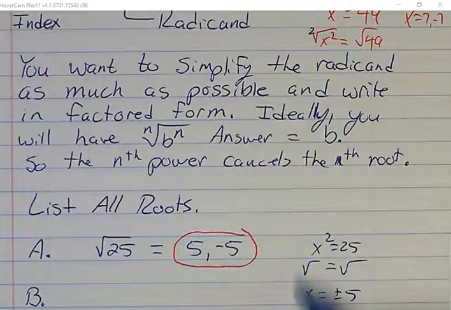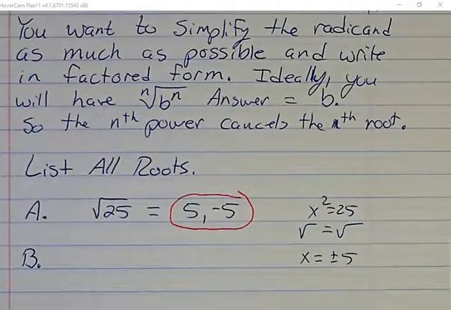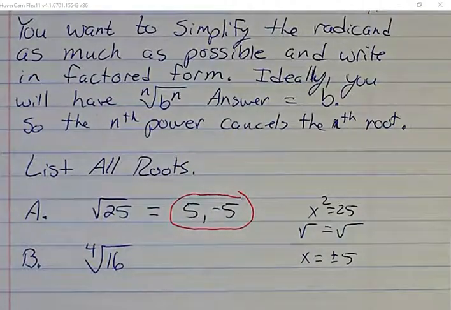And again, they're basically going back to the solving equations when we had it set up for that thing. So that's when it says list all roots, you want positive and negative. It could also start you off with, here's the first one where you have to actually kind of work with it a little bit. The fourth root of 16.